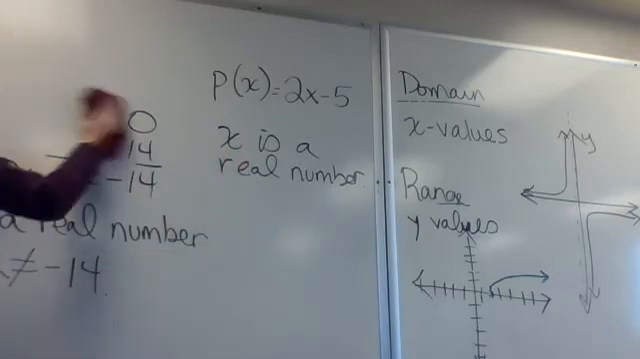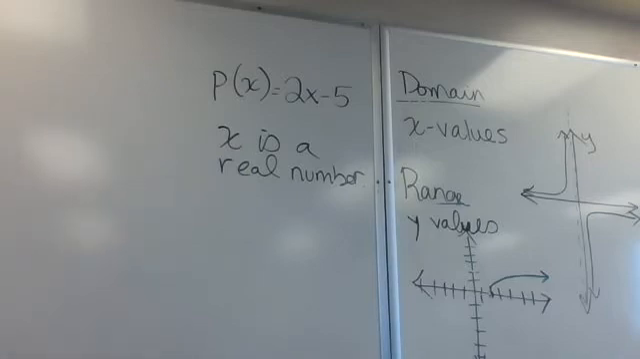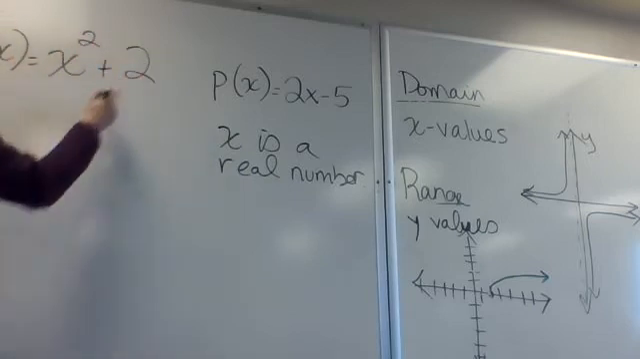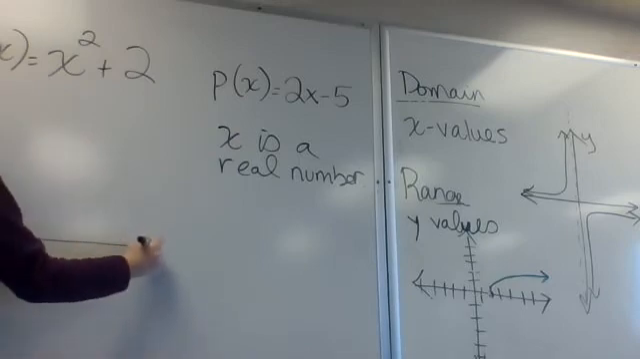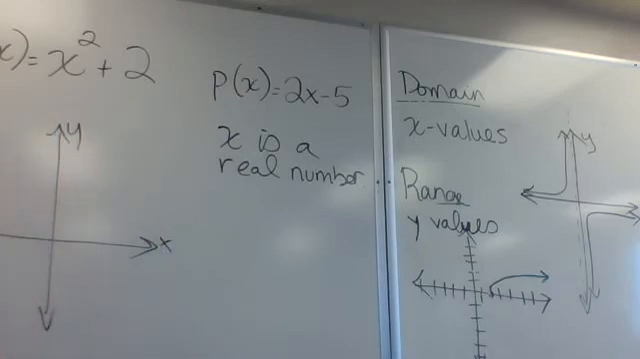Let's look at 5. P of X equals X squared plus 2. What kind of graphs are X squareds? Not circles. A parabola? Yeah, a U or parabola. So this one would look like that, right? If it's X squared, it's going to be all real numbers because it's going to be a U. It's going to go forever left and right.